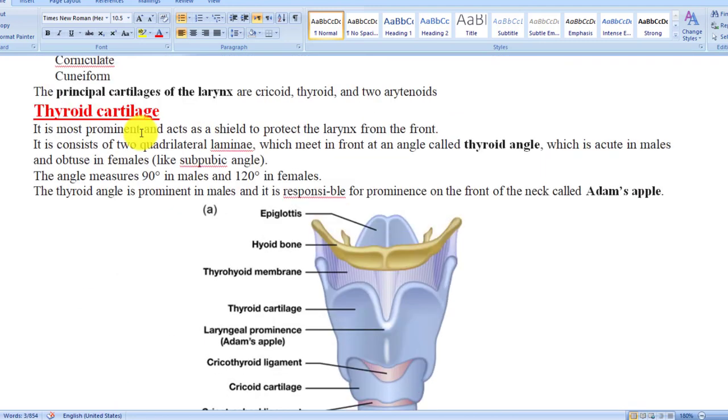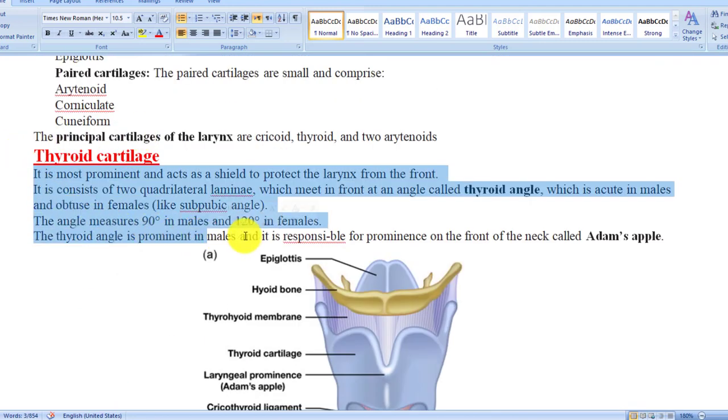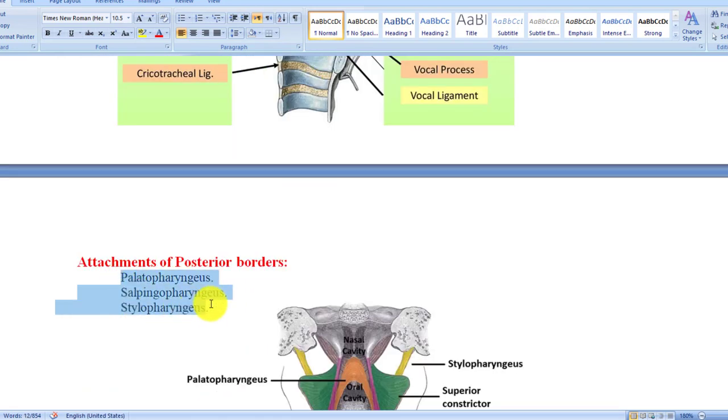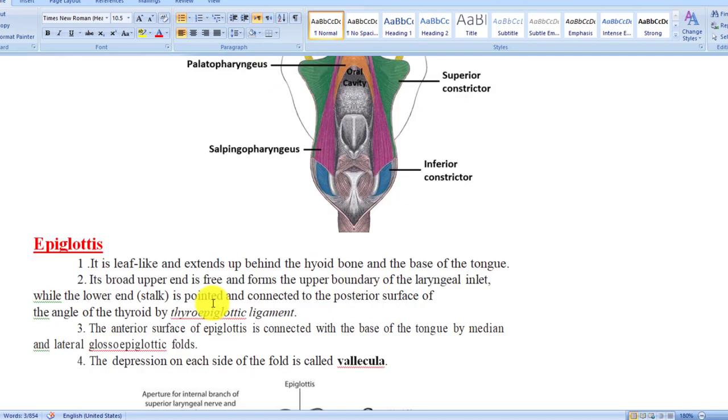So it's a little bit of introduction of the thyroid cartilage, these important points, right, and then the attachments of the posterior surface, and then the muscles on the posterior surface of the thyroid cartilage.